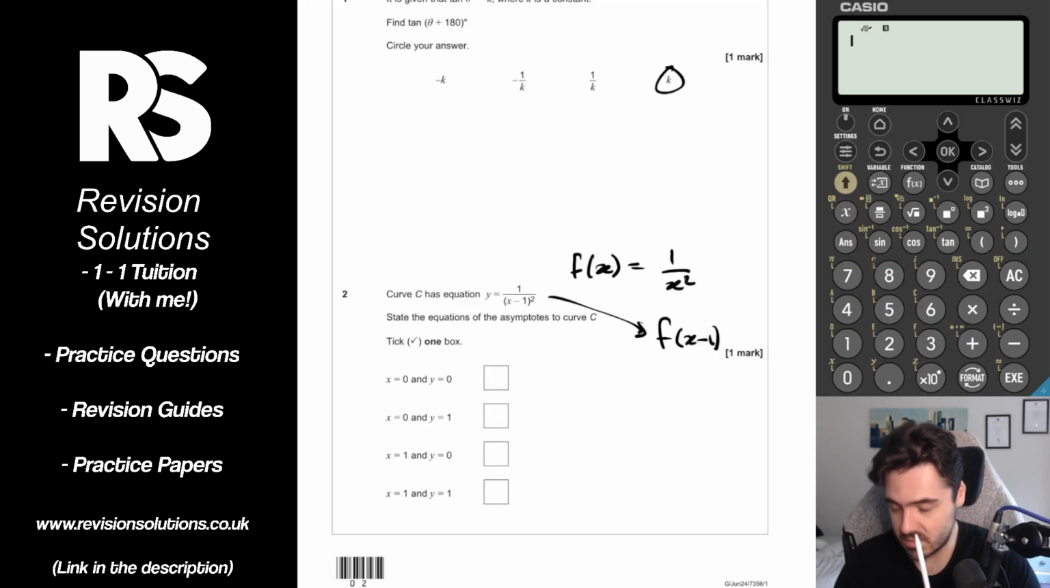The vertical asymptote of x equals 0 is going to shift to x equals 1. And the horizontal asymptote, well, if you shift that horizontally, it doesn't really do anything. So that's still going to be y equals 0. So it's going to be the third option here.